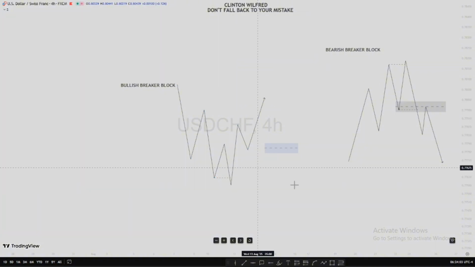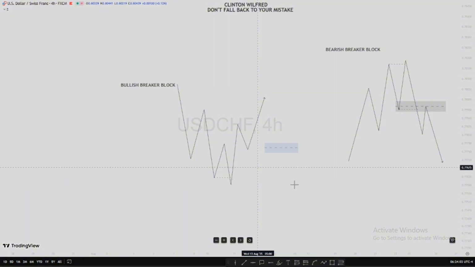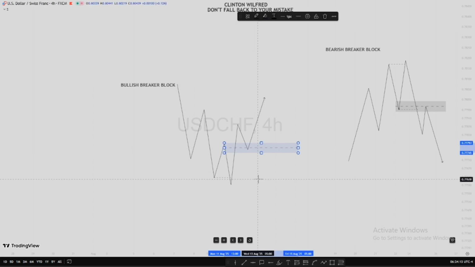After we have a structure break to the upside, a market structure break, what we have to do is look for the last up close candle at the short-term highs.